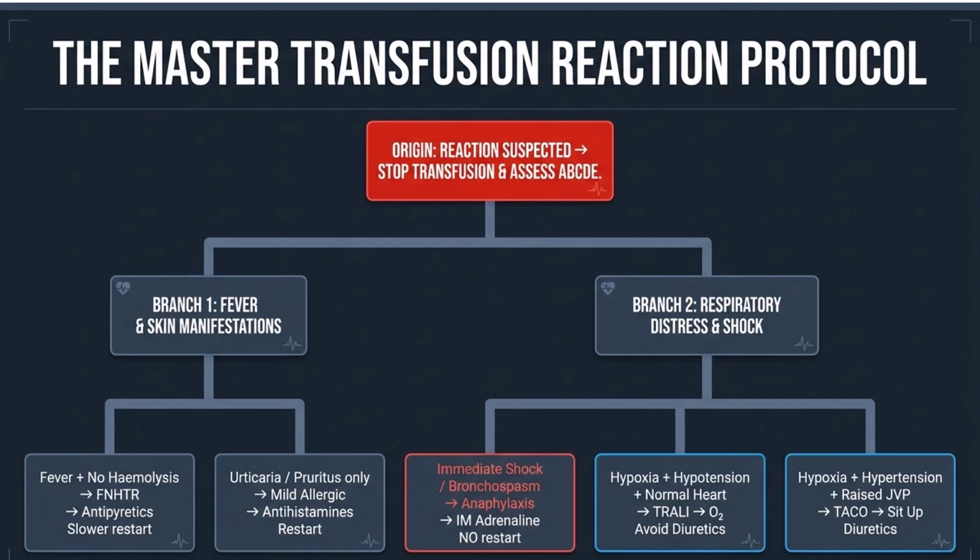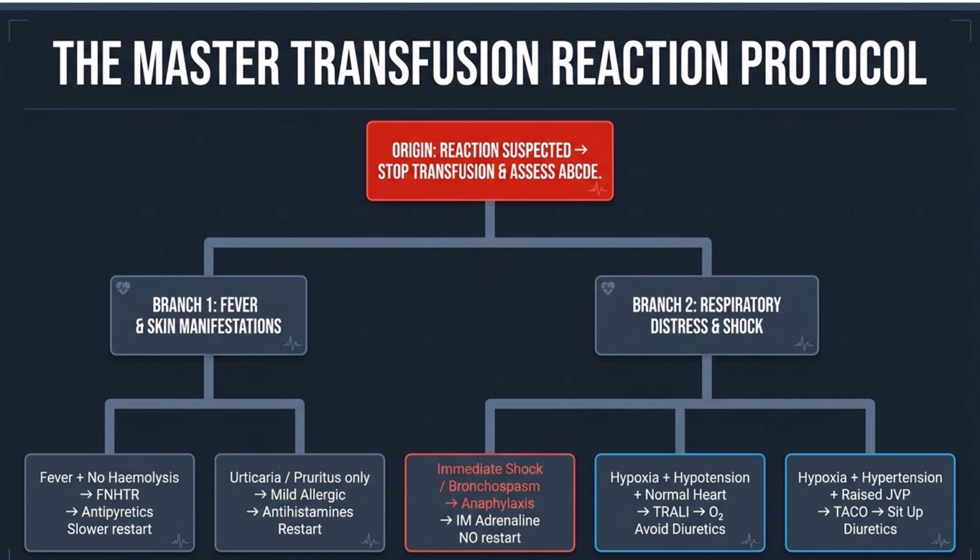Then the middle leaf is urticaria, pruritus only, that is no systemic involvement. The diagnosis is a mild allergic reaction. The management is antihistamine. Branch 2 is respiratory distress and shock. This is a serious branch. In this, the respiratory and cardiovascular collapse pathway occurs. So the left side states immediate shock or bronchospasm. The diagnosis is anaphylaxis and the management is adrenaline.